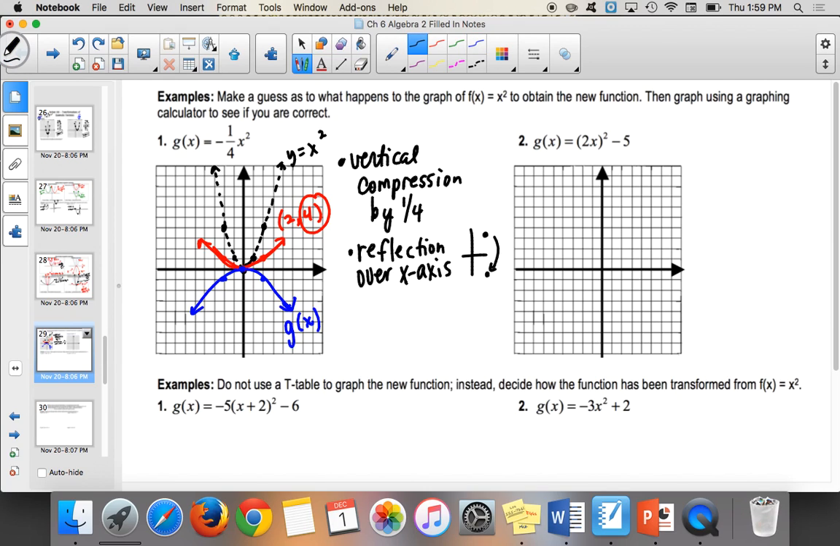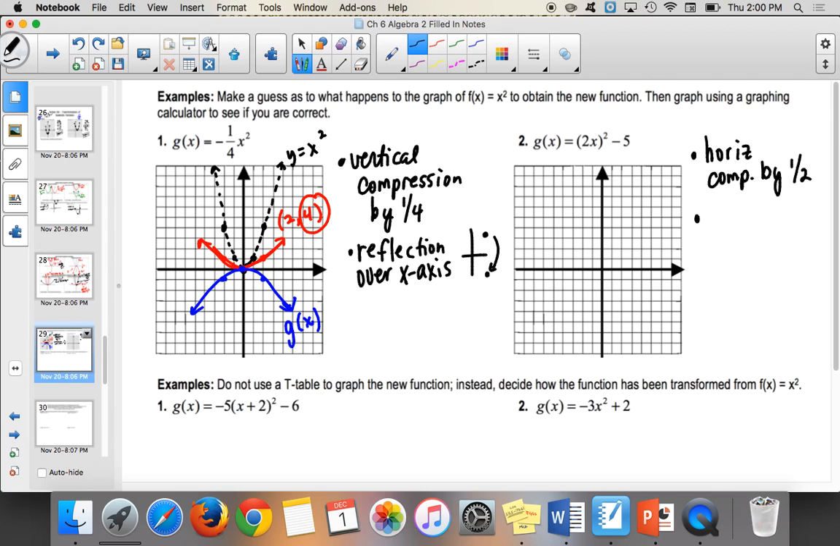All right, so next one. So I have 2x in parentheses squared minus 5. 2x, what do we think? It's inside parentheses, so it affects the x value. It does the opposite of what you think. So instead of doing 2 times x, we have x is divided by 2, right? 1/2 times x. So I'm doing a horizontal compression by 1/2. And then the -5, that's the one that everybody understands.